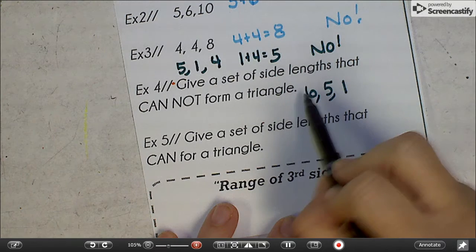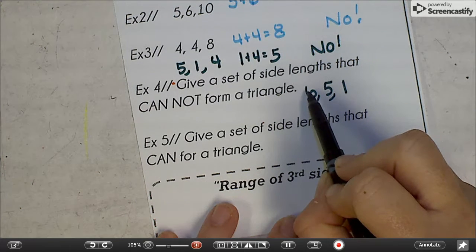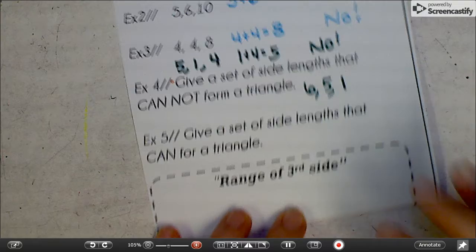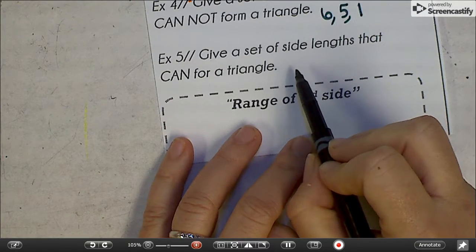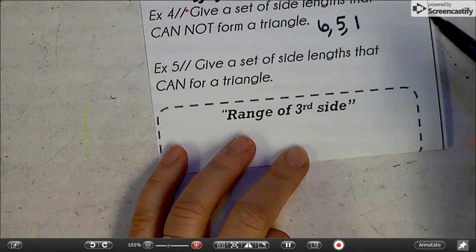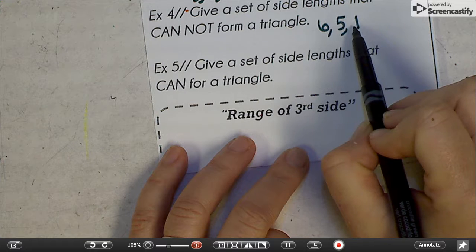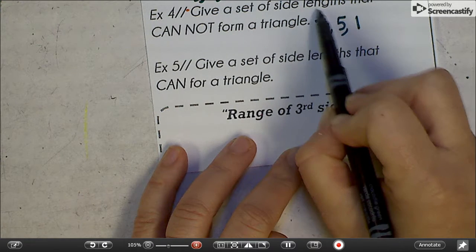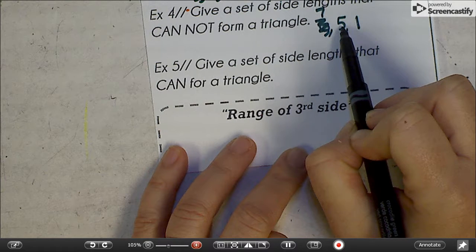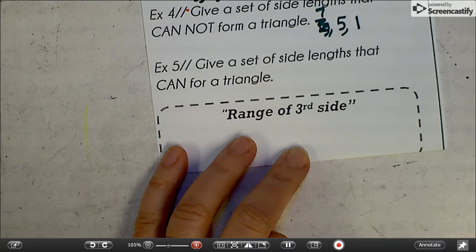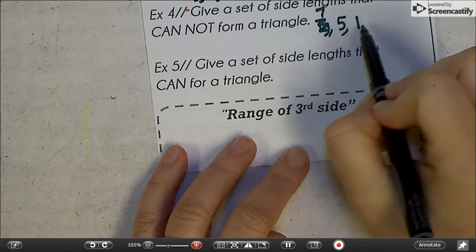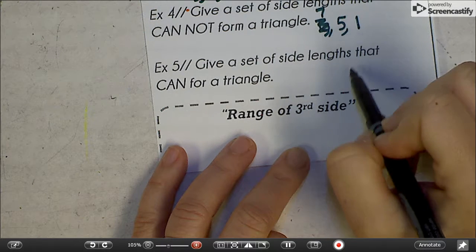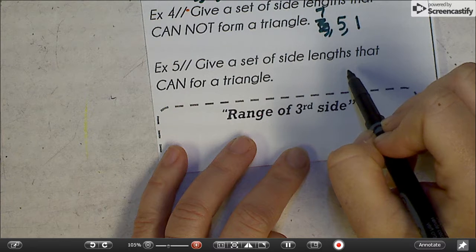But we could maybe change the 6 and make it a 7, and then it doesn't work, right? Okay, what about if we make it 7? You said it doesn't or it does? Doesn't. Why? Right. Because if this was 7, 1 plus 5 is 6, and 6 is not greater than 7.